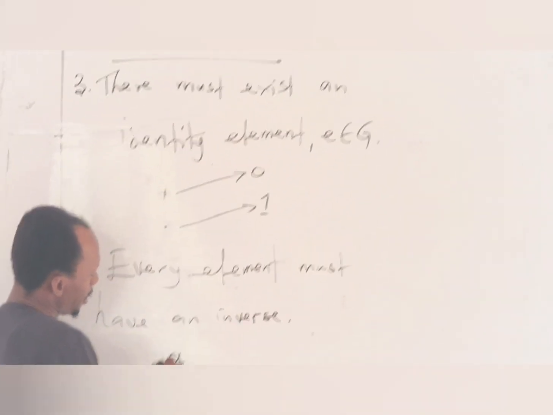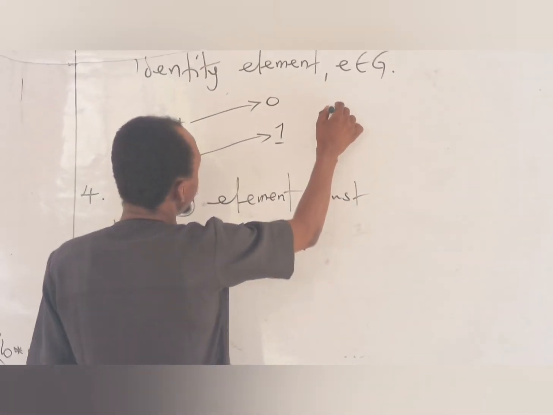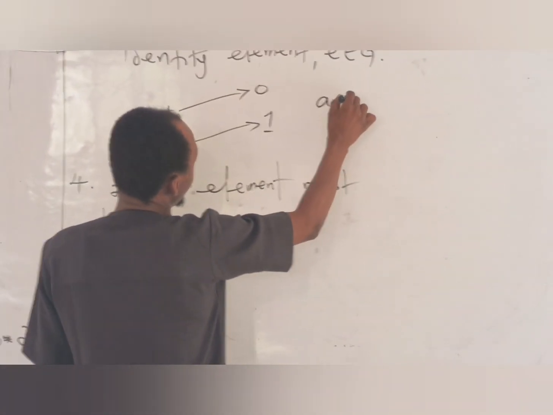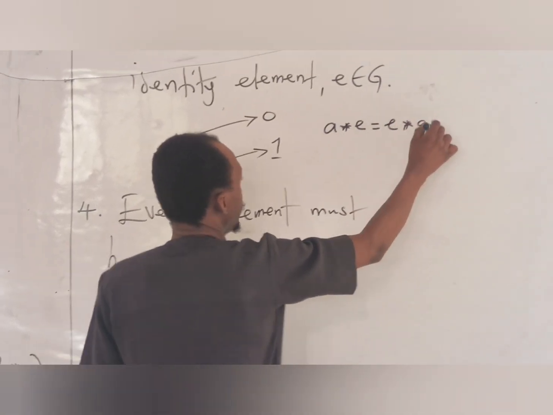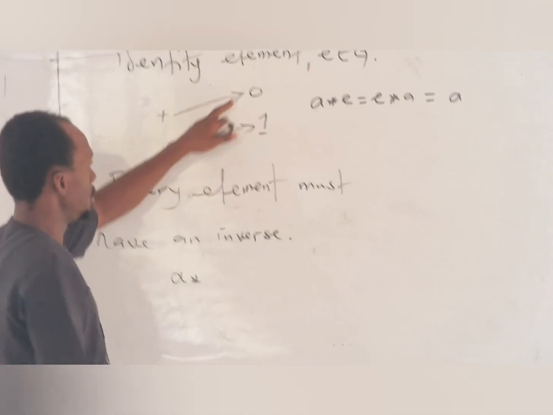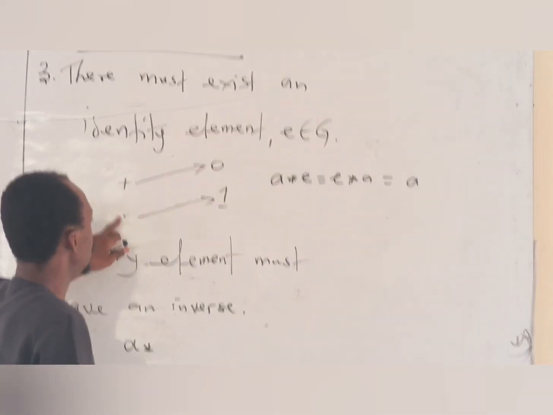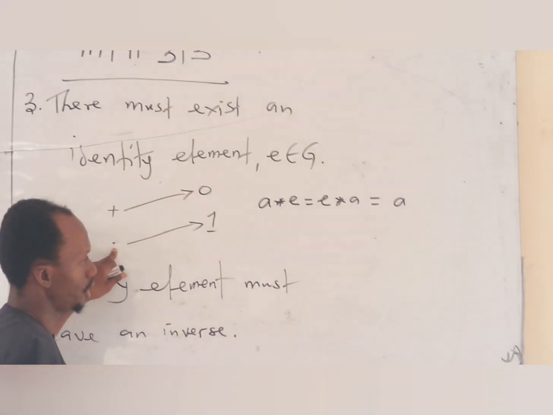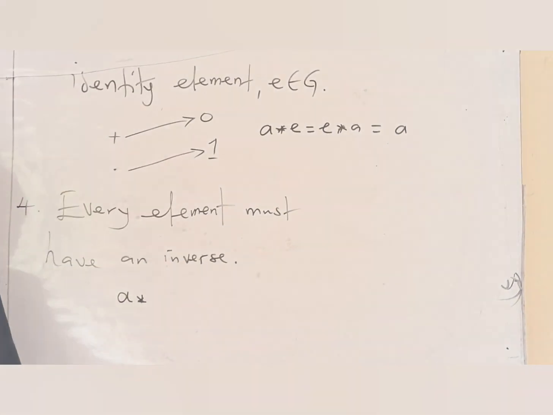So from here, the identity element: A operation identity element, and identity element operation A, equal to what? A. That's why the identity element value is 0. You add 0 to anything, you get the same thing. The identity element for multiplication is 1. If you multiply 1 by anything, you get what? The same element.